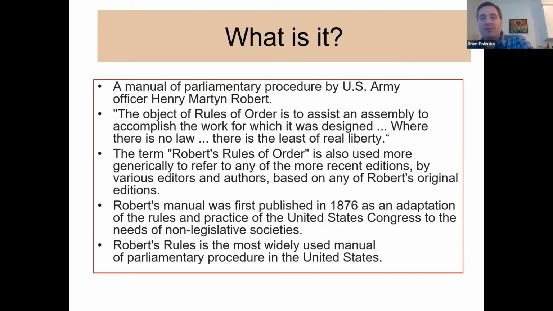The term Robert's Rules of Order is also used more generically to refer to any of the more recent editions of this book. There have been many, many editions over the years by various editors and authors. They're all based on Robert's original editions, but changes have been made over time to, for example, deal with new technologies. That's usually the kind of change made to the Rules of Order.